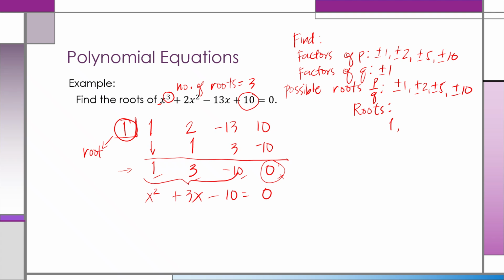And since this is quadratic, you have to use the quadratic formula. Again, the quadratic formula will be x is equal to negative b plus or minus square root of b squared minus 4ac over 2a. And if you solve this, the other roots will be x equals negative 5 and x is 2. Okay? So the other roots will be 2 and negative 5.